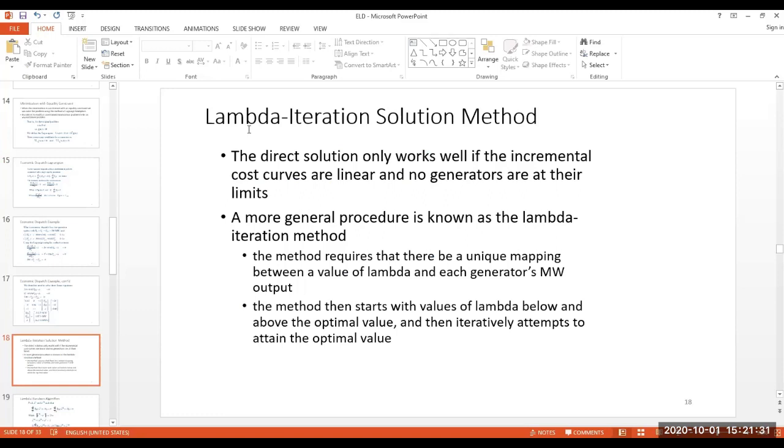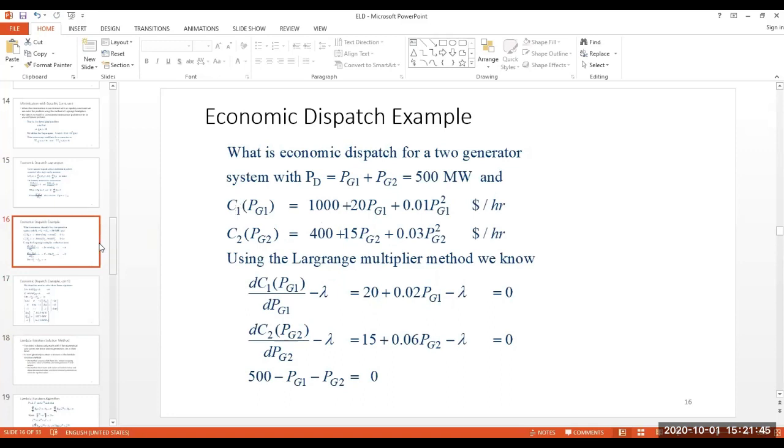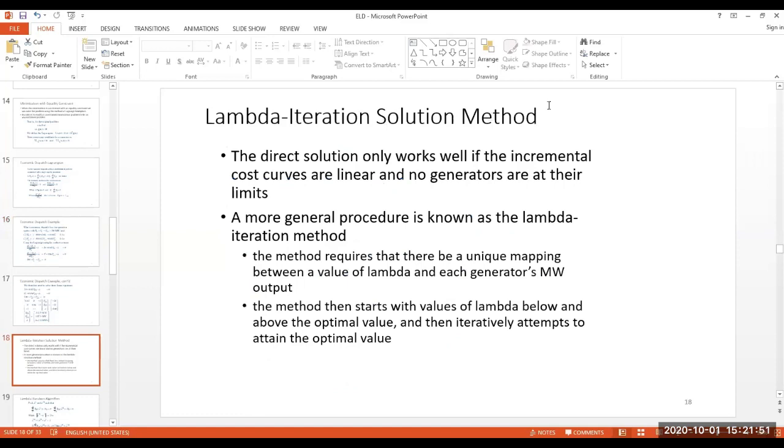Later on, when we incorporate inequality constraints, such as the generation limits, maximum generation possible and minimum generation possible, the solution method that we used in this example is not applicable. But the lambda iteration method, because it is an iterative method, will still be applicable for those inequality constraint problems. So it is always a good idea to have different techniques in your armory, so that you can apply them to more generalized problems.